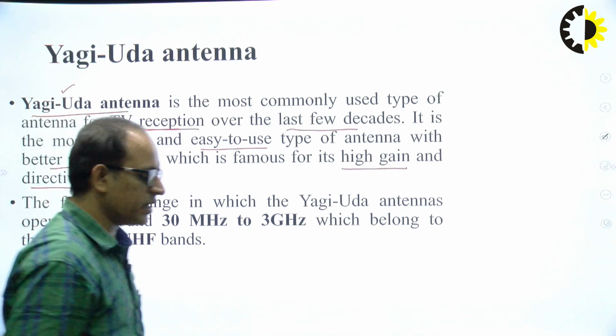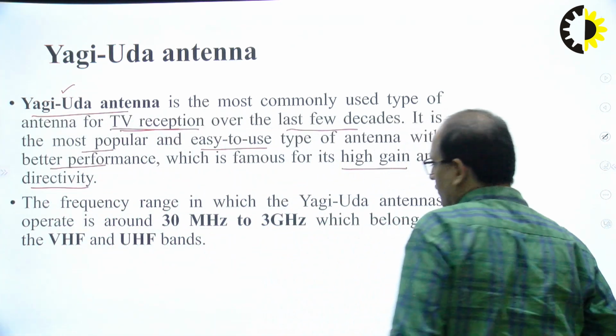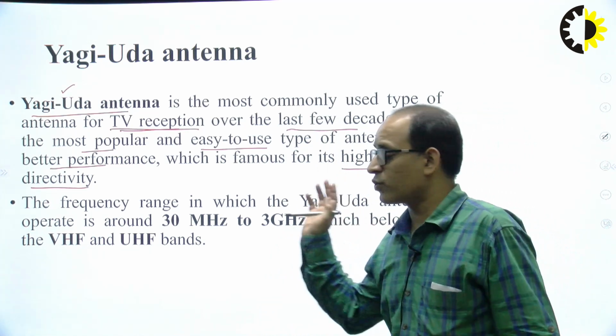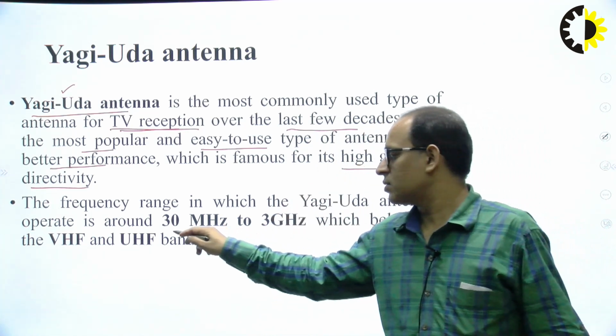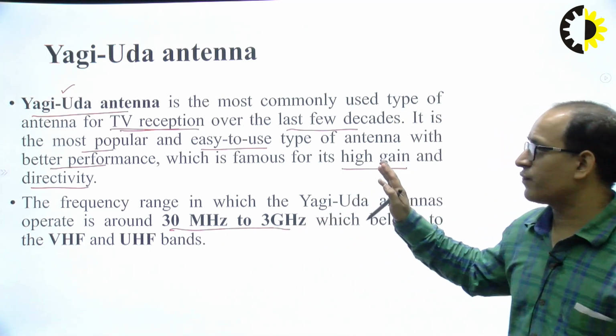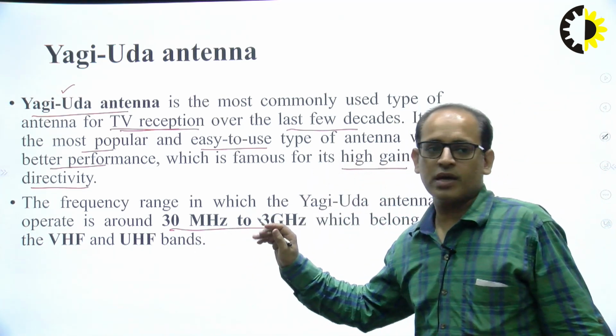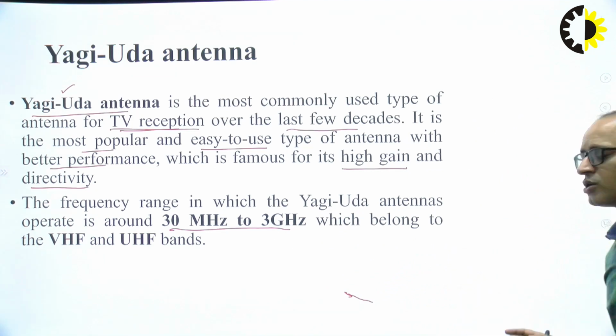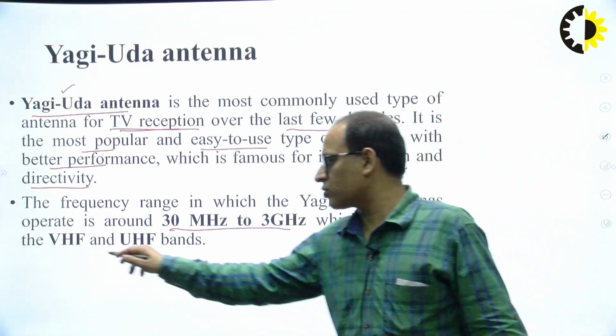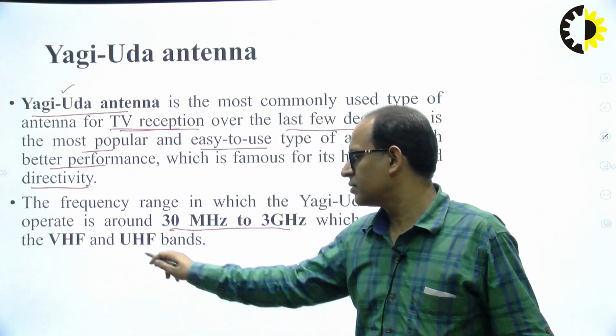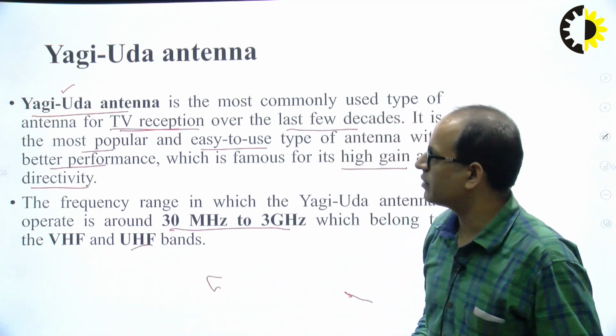As this antenna is mainly used for TV reception, the operating frequency range of this Yagi-Uda antenna is 30 megahertz to 3 gigahertz, which belongs to the VHF band and the UHF band.